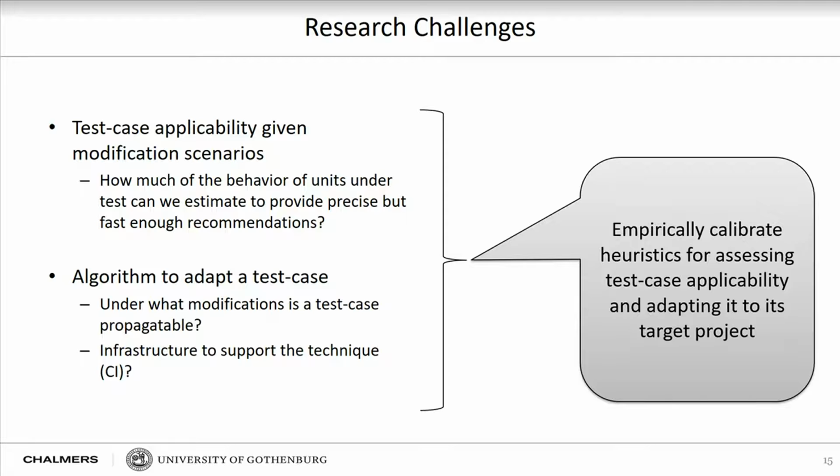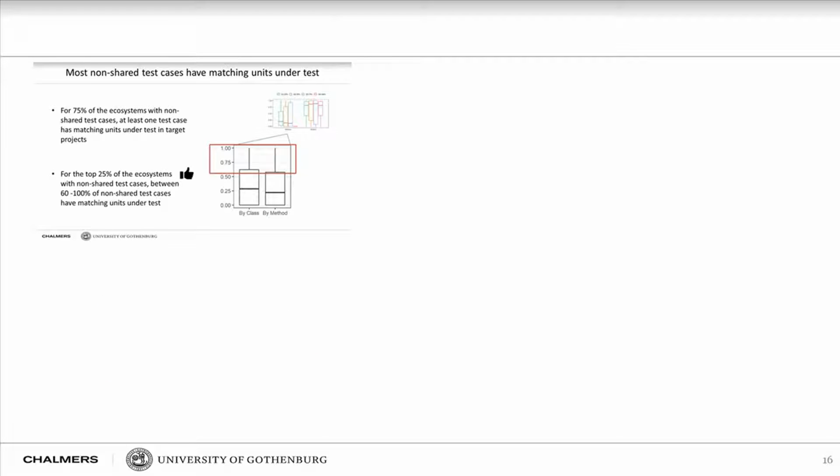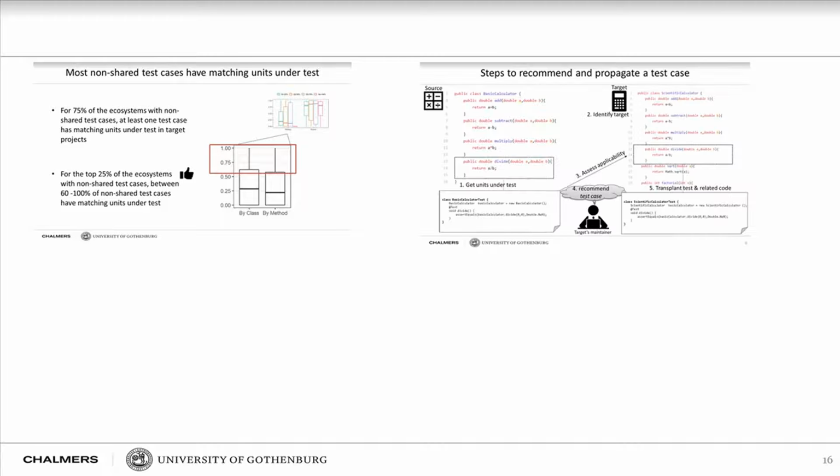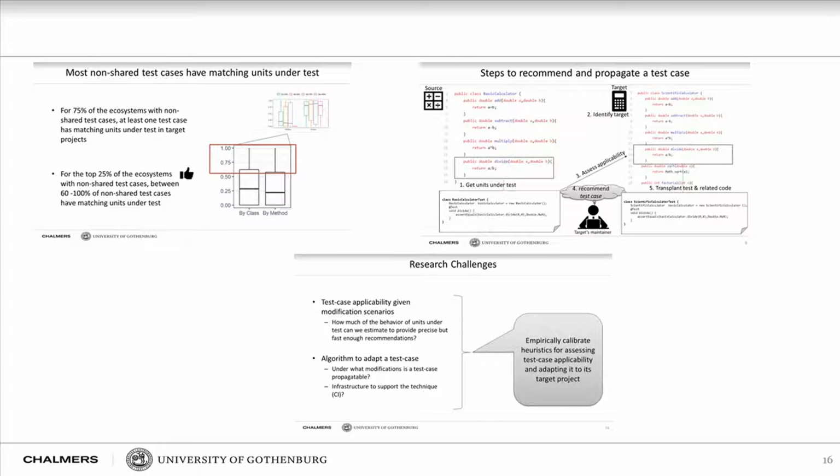So in summary, we presented a technique for propagating test cases from one project to another among its forked projects. We've shown that this technique has potential, and we've also presented our challenges, which mainly consist in empirically calibrating heuristics for assessing the applicability of a test case and adapting it to the target project.